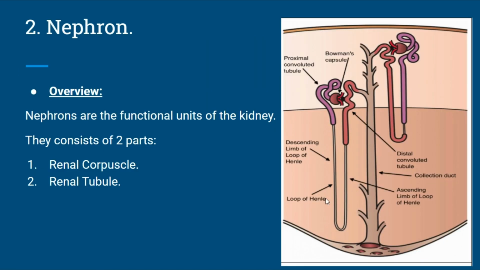So the functional unit of the kidney is the nephron. And nephrons are made of 2 parts, the renal corpuscle and the renal tubules. You see here, there are 2 types of nephrons that you can see. This is the cortex right here. This is the medulla. And you see here, this is the renal papilla, and this is the collecting system right here. So this is the cortical nephron, and this is the juxtamedullary nephron.